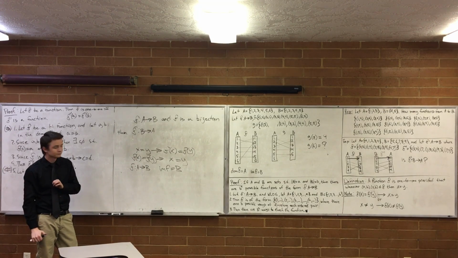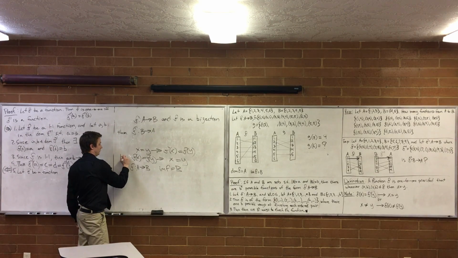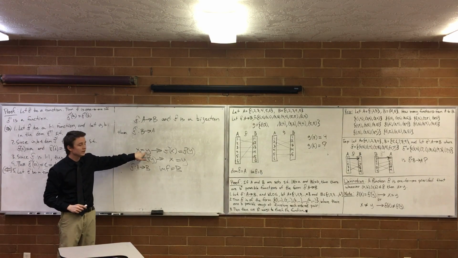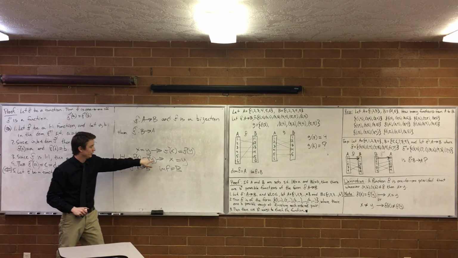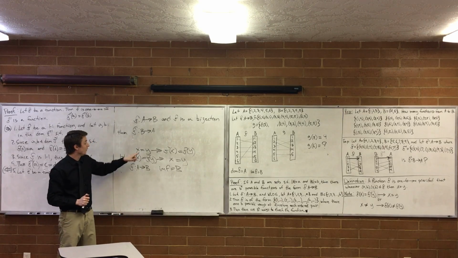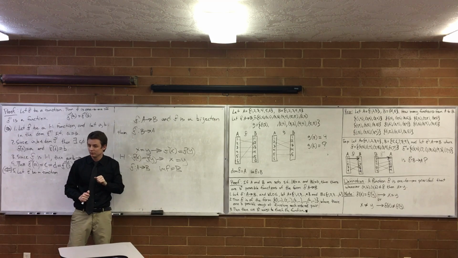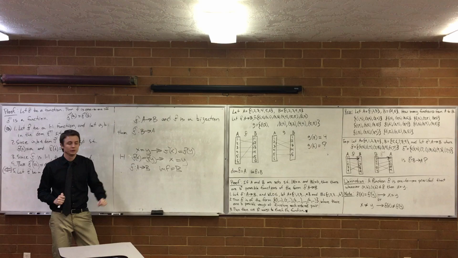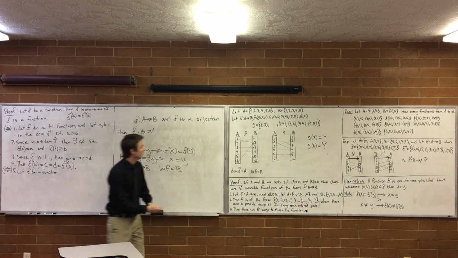What does one-to-one mean again? So, unique inputs go to unique outputs. One-to-one, unique outputs come from unique inputs. Every input only has one output. Every output only has one input. Bijection means every output has one and only one.